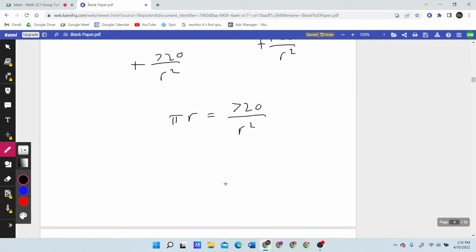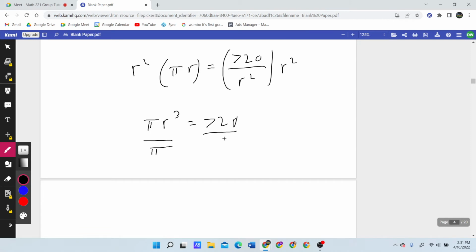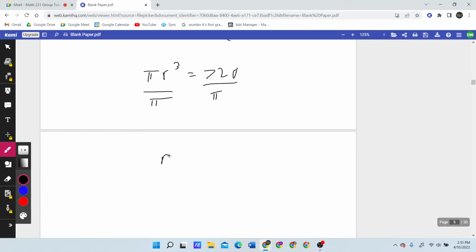And now if I want to solve for r, I need to multiply both sides by r squared to eliminate that denominator. So on the left, I have pi r cubed. On the right, I now just have 720. I divide both sides by pi. So now r cubed equals 720 over pi.